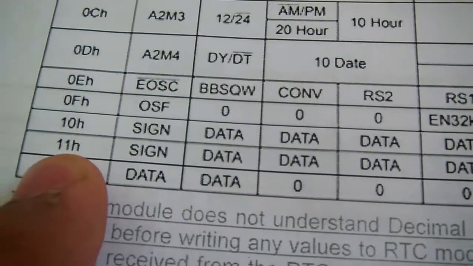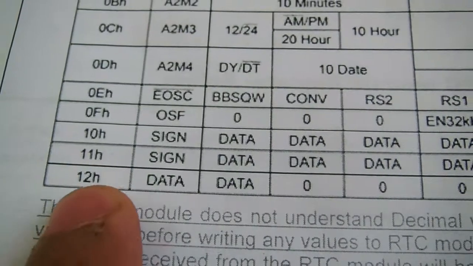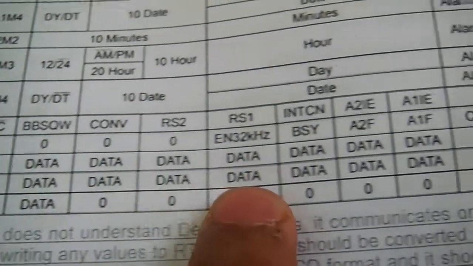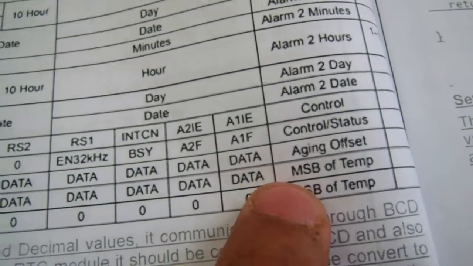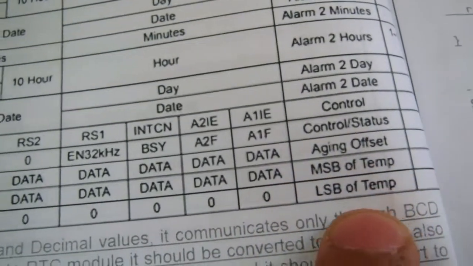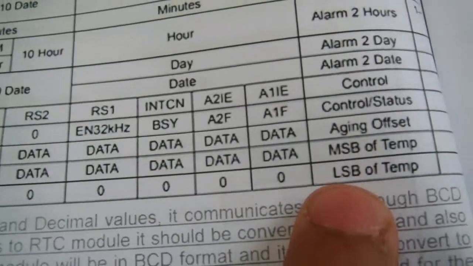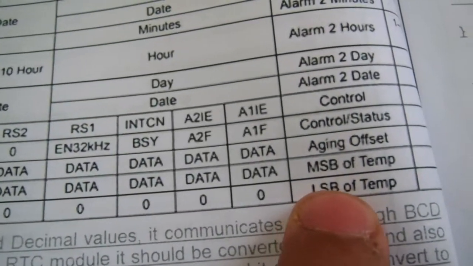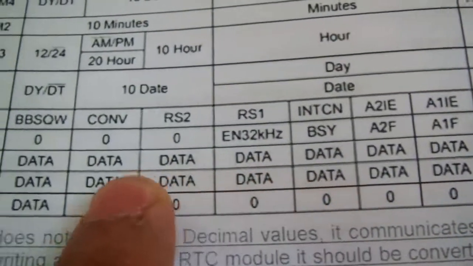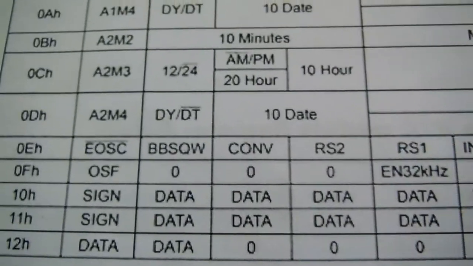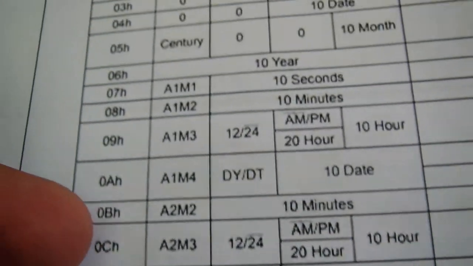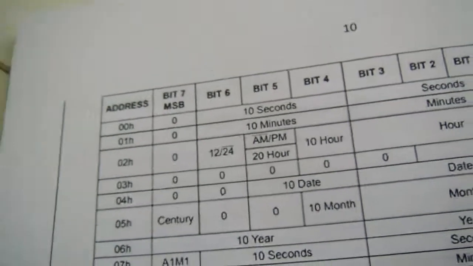And addresses 11H and 12H are used for reading the temperature: the most significant bits of the temperature and the least significant bits of the temperature can be read from the RTC. So these are the addresses of the registers of the RTC.